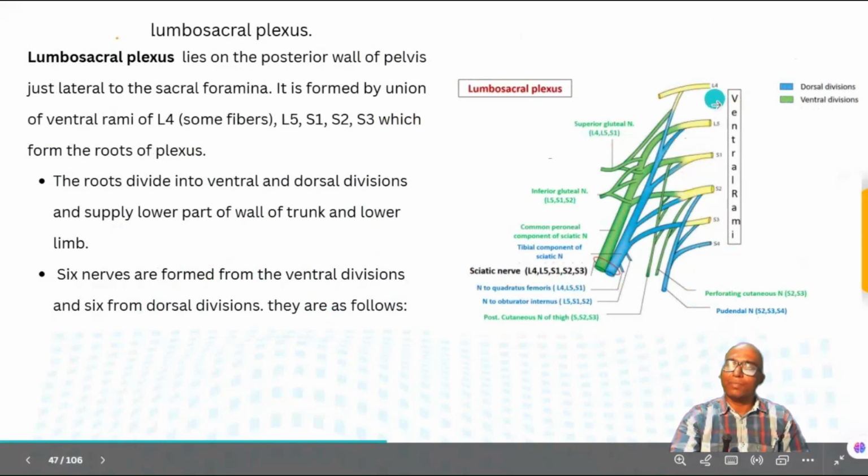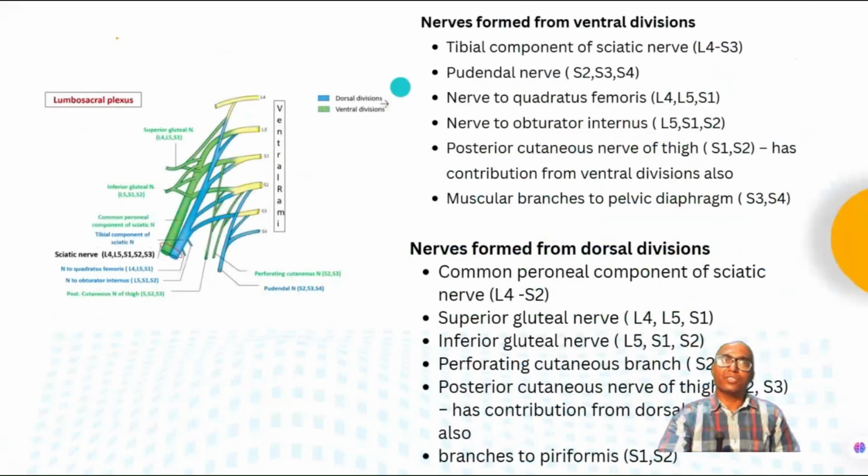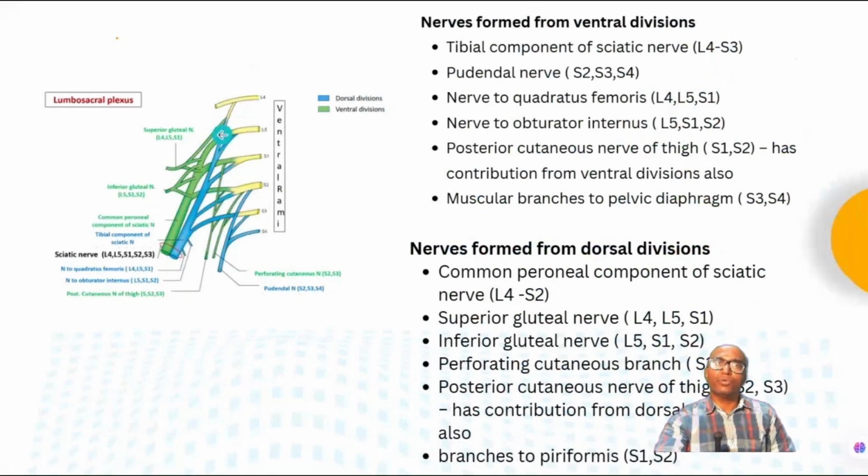So look at this place. Some fibers are coming from L4, then rest of L5, S1, S2, S3, and S4. That will form your lumbosacral plexus. They will divide into dorsal and ventral divisions. See, this blue is a dorsal division and green is a ventral division. That will form your lumbosacral plexus. The same figure is there, with blue as the dorsal division and green as the ventral division.